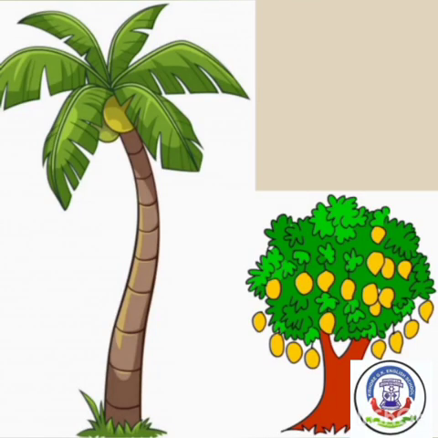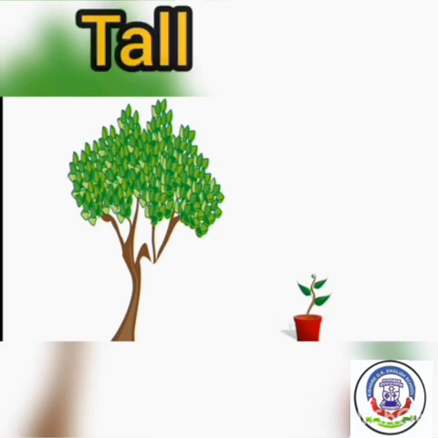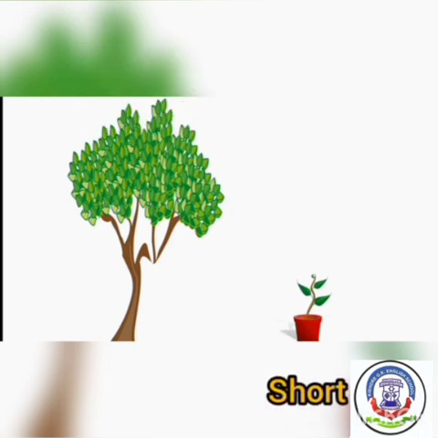The first object is a coconut tree and another one is a mango tree. Can you identify which one is tall and which one is short? Yes, the coconut tree is tall and the mango tree is short. The first object is a tree and another one is a plant. Can you identify which one is tall and which one is short? Yes, the tree is tall and the plant is short.